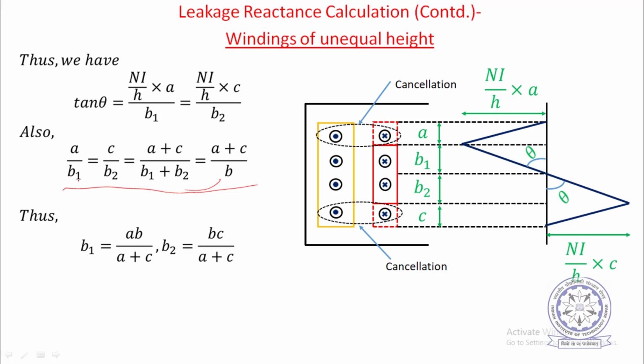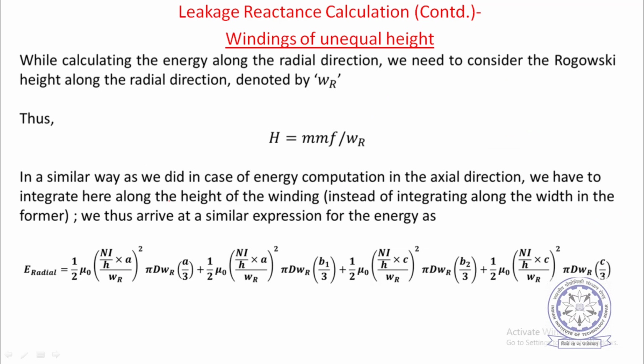Now from this, B1 can be obtained. B1 is simply AB by A plus C, and B2 is BC by A plus C. So B1 and B2 are obtained. Now, after obtaining this, calculation of the total magnetomotive force or total energy stored is easy.